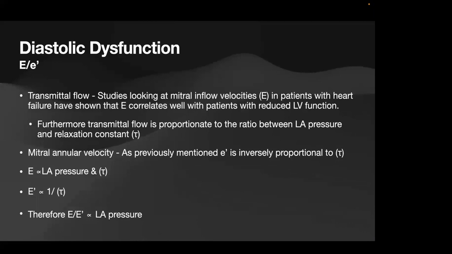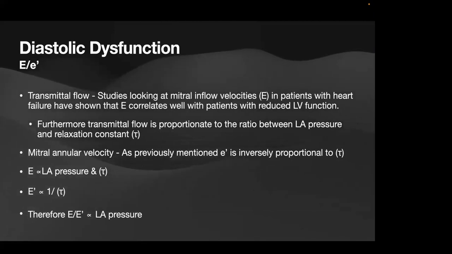Now, we could do a little back of the envelope, rough and dirty mathematics and find out that if your E is proportional to LA pressure and tau, and your E prime is proportional to 1 over tau, then E over E prime is actually proportional to your LA pressure. And that's something that actually pans out really well.